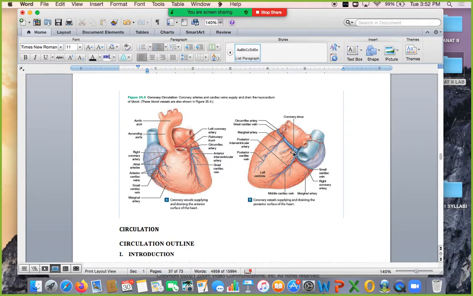So here are the coronary vessels on the posterior surface. Here's our posterior interventricular artery shown in red, and our middle cardiac vein shown in blue. The marginal artery on this side, which you're actually able to see from here.